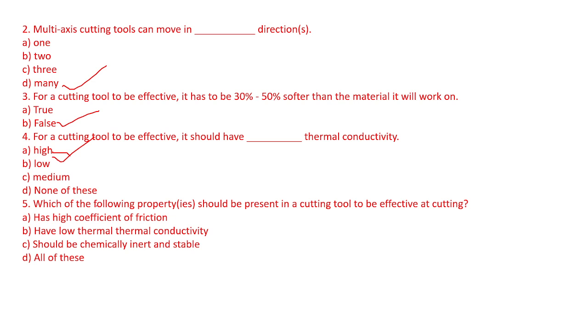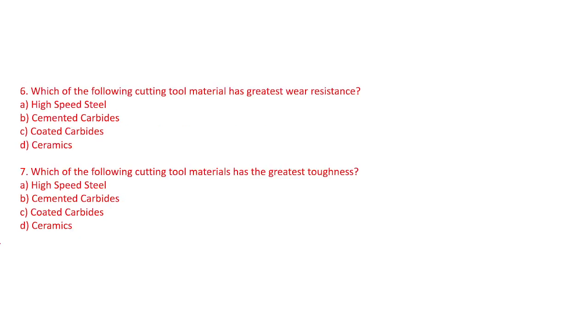Which of the following properties should be present in a cutting tool to be effective at cutting? What is the correct option for that? Should be chemically inert and stable. Yes, C. So we have seen those properties for effective work of that tool. From that itself, we can tell that option C would be the correct answer.